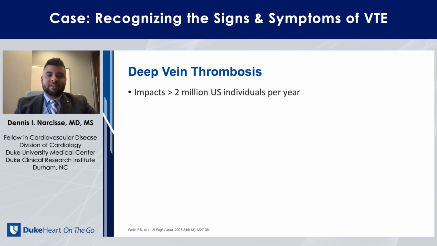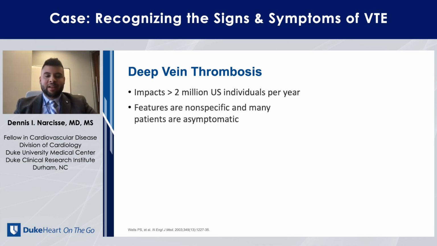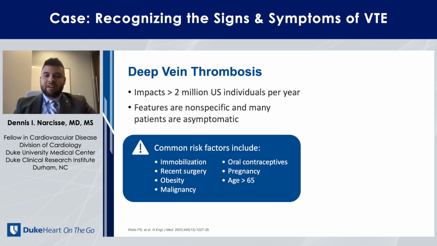For deep vein thrombosis, this impacts over 2 million Americans per year. And the features of it are nonspecific and many patients are asymptomatic. Some of the common risk factors include immobilization, recent surgery, obesity, malignancy, oral contraceptives, pregnancy, and age greater than 75.